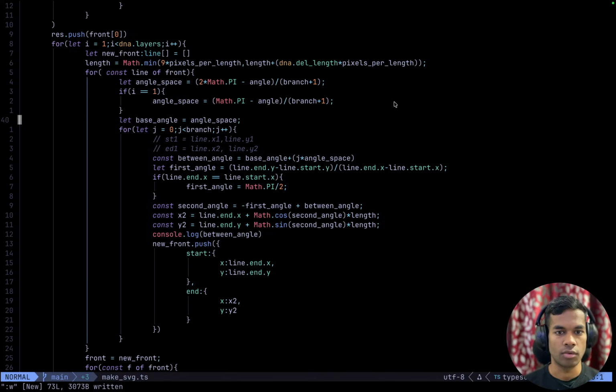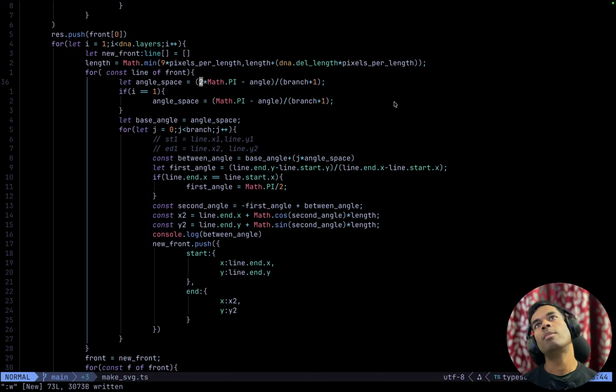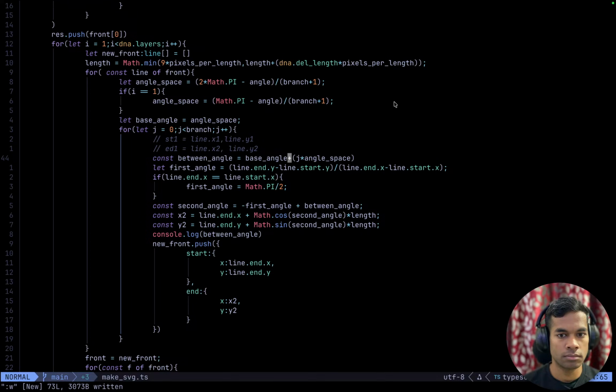Const angle between J into angle space. Yes, I think we should decrease the angle space as we move forward. Angle space initially, should we make it 2 pi? No, I think we should decrease the angle space as we move forward. Base angle plus J into angle space. Yes, and angle space would change.